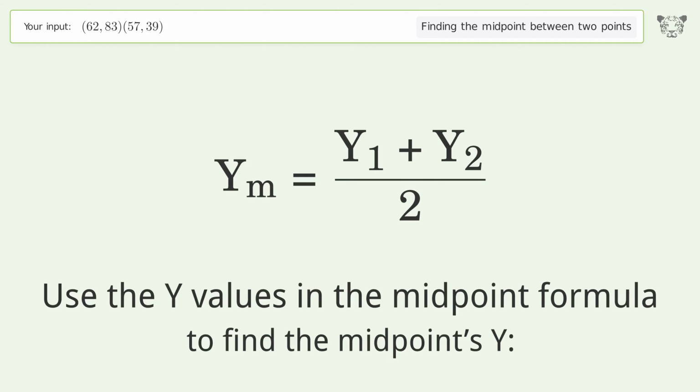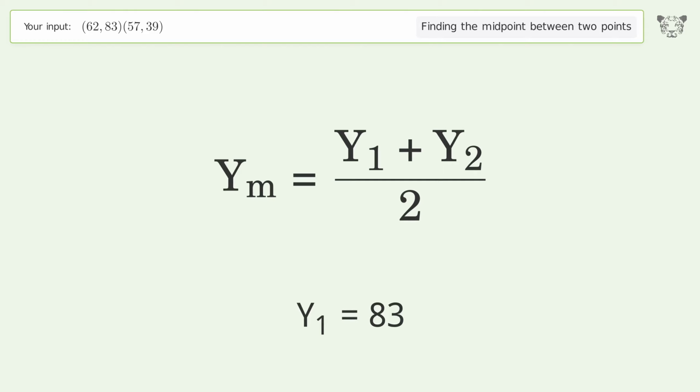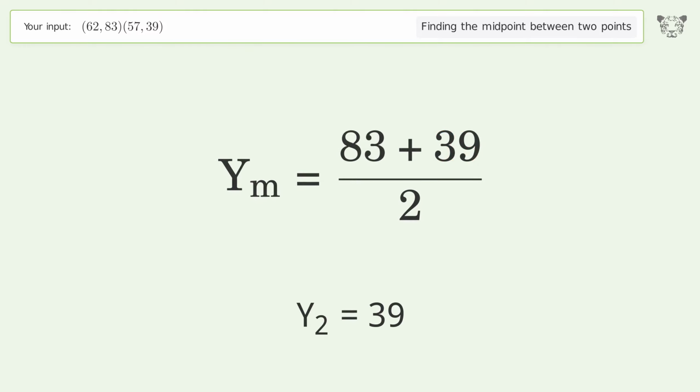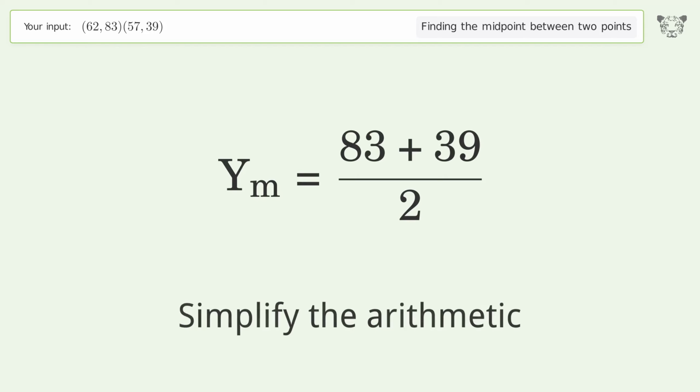Use the y values in the midpoint formula to find the midpoint's y. y1 equals 83. y2 equals 39. Simplify the arithmetic.